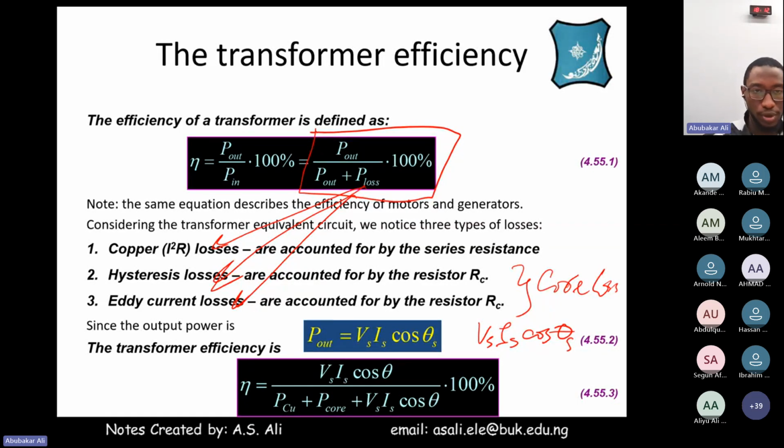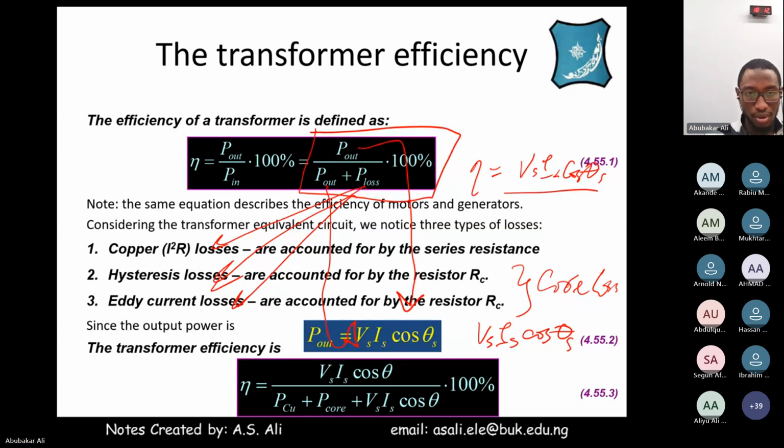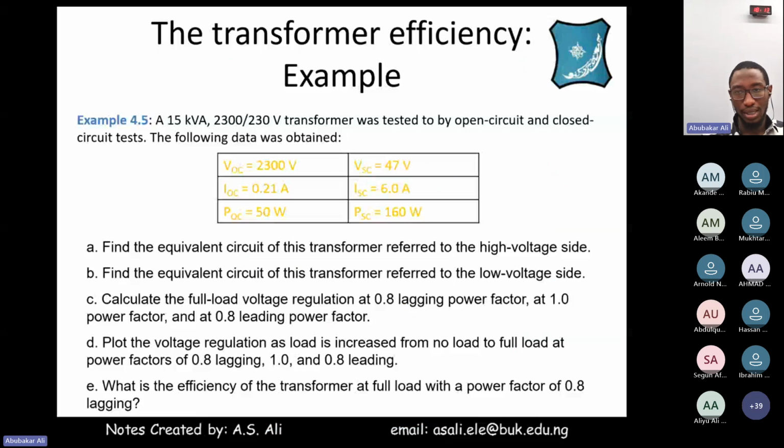So if you substitute P out with this value, you end up with what? Efficiency equals V_S I_S cos θ_S divided by P out, which is also V_S I_S cos θ_S, plus the copper loss and the core loss. This gives you the efficiency. Is that clear?